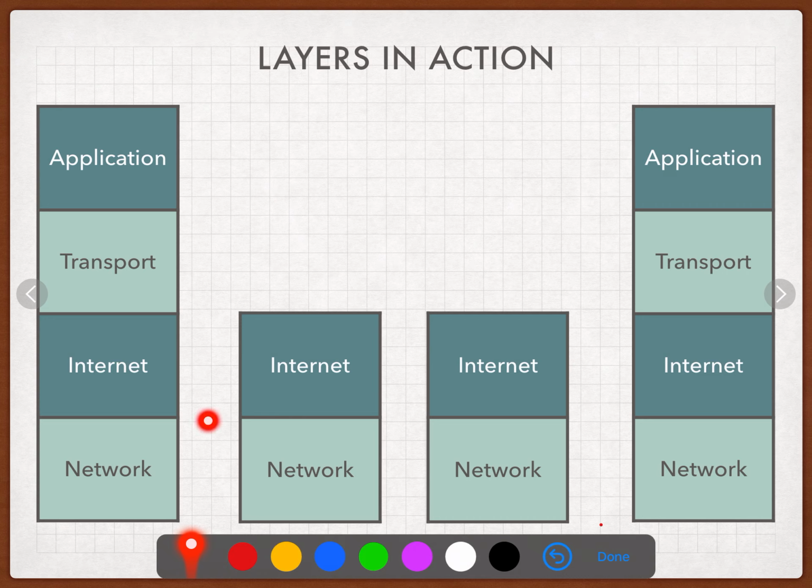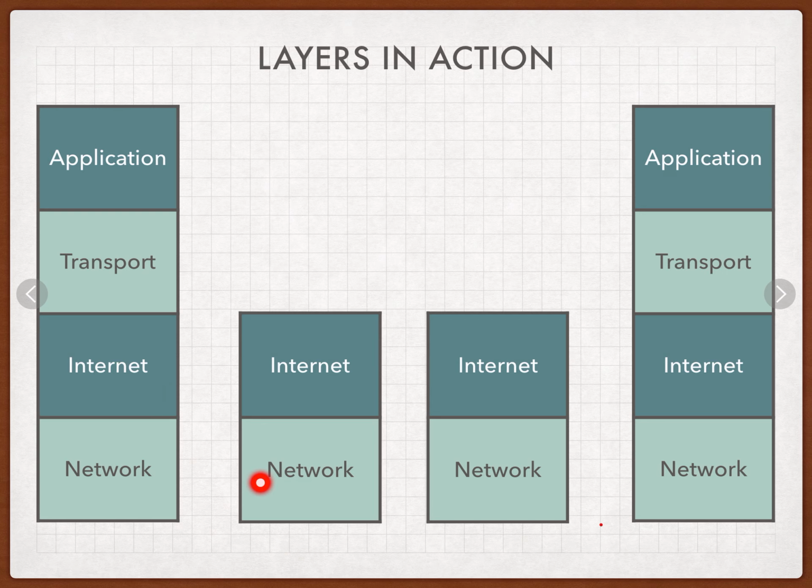The reason that the routers do not use the transport or application layers is because they are not interested in how many packets need to be sent or what the data is. Their job is to receive packets at the network layer, inspect where they are from and where they are going at the internet layer, and send them on to the next device. And this process repeats until the packets reach their final destination and can be presented to their user.